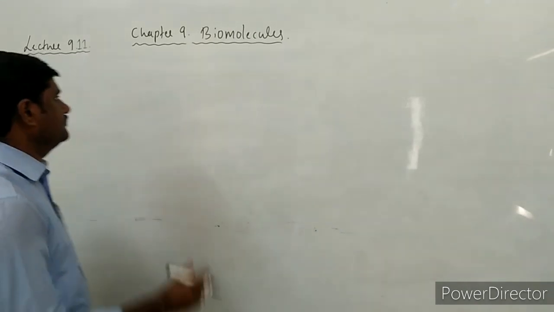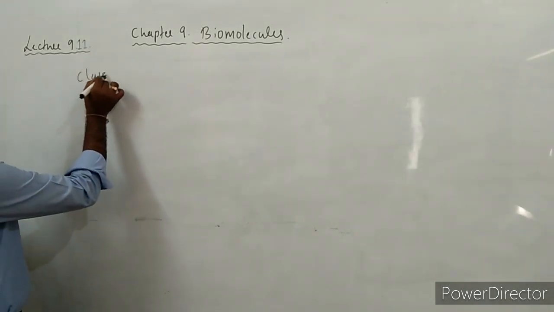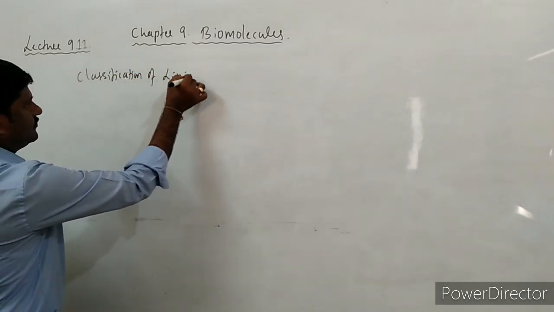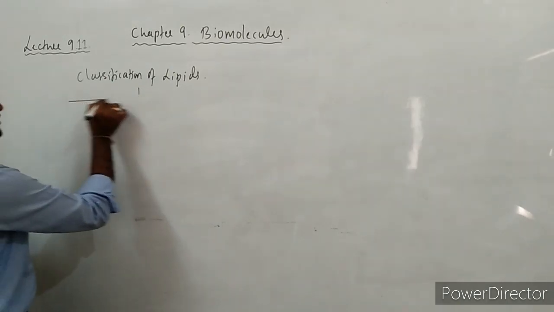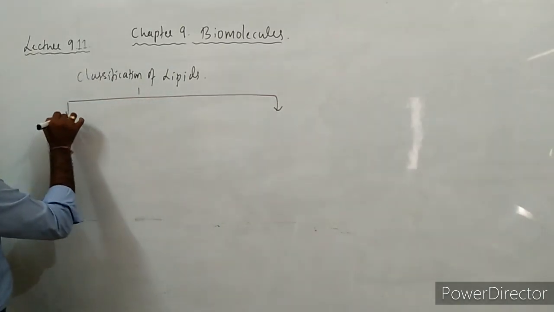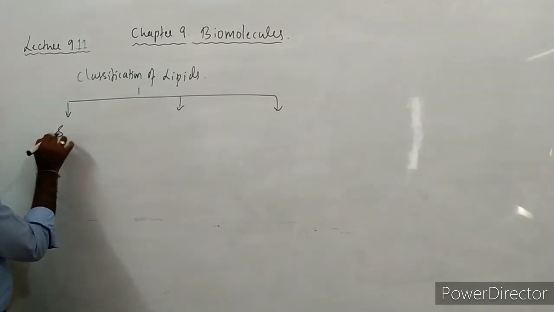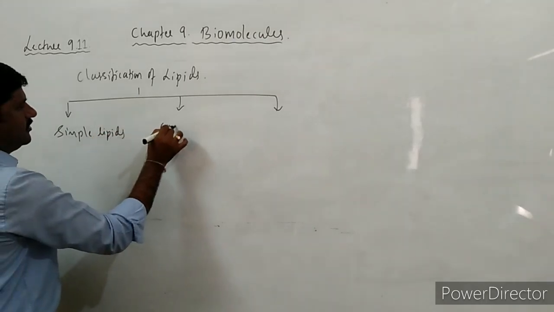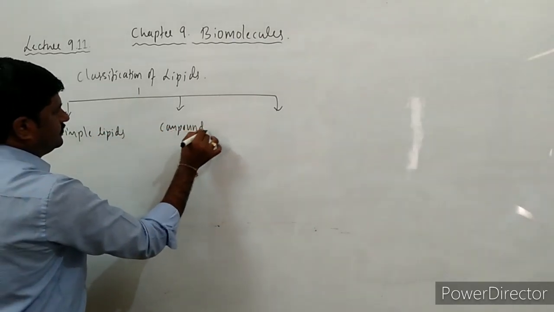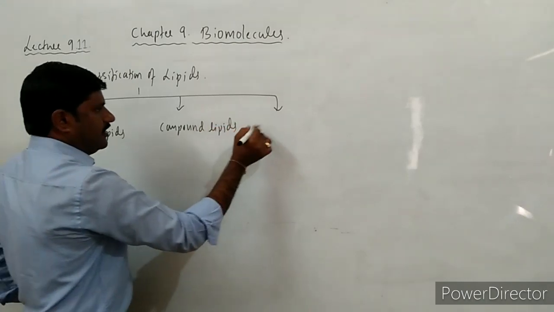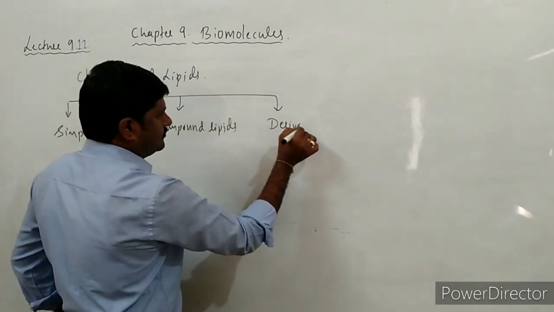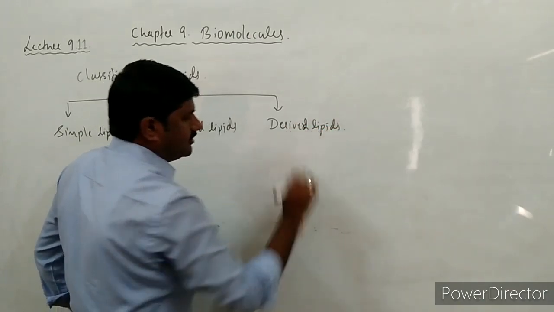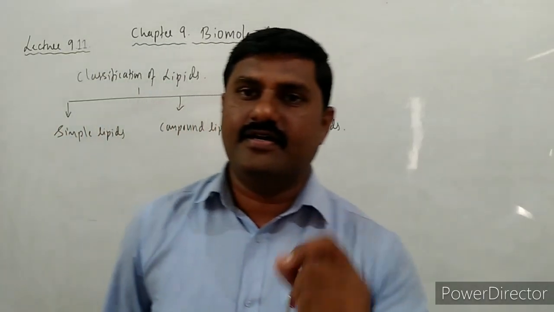Classification of lipids. See here, these lipids have been classified into 3 major types. One is called simple lipids and compound lipids, as well as derived lipids. So these are the 3 kinds of lipids that we come across over here.